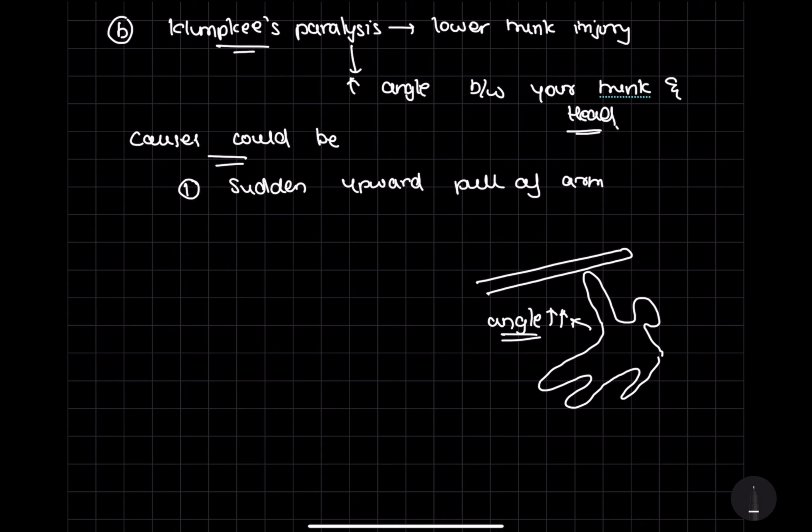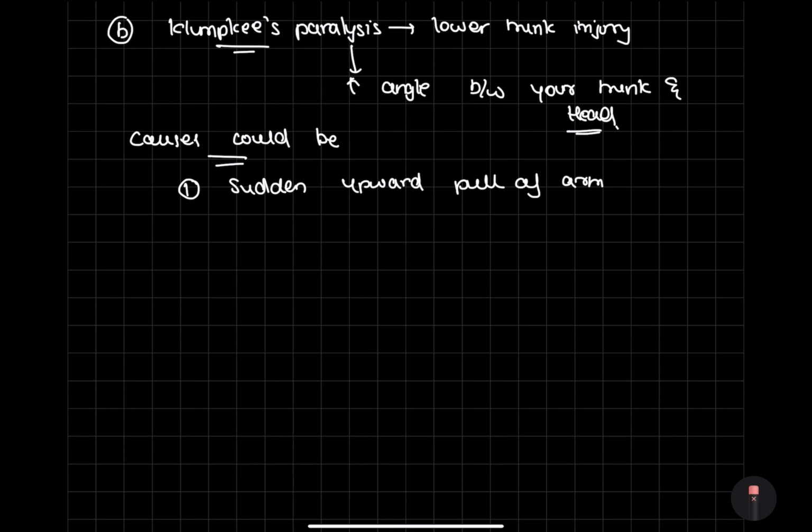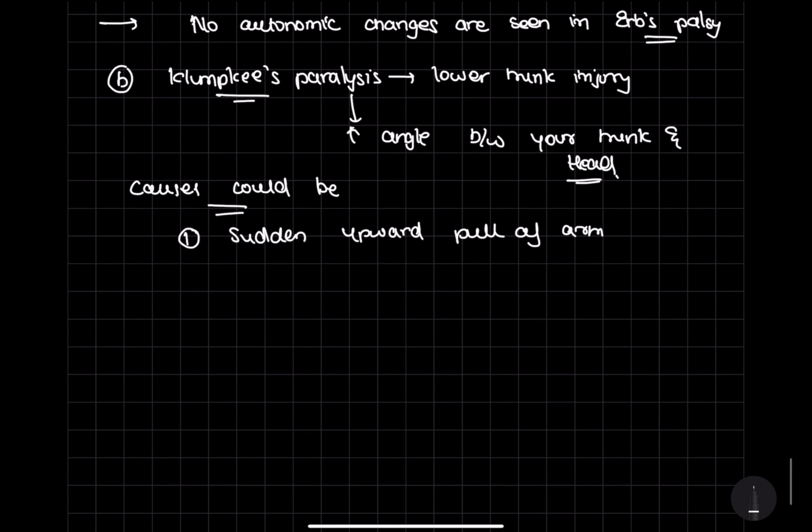Now what happens is, if the kid is 3 or 4 years old, his or her height does not come to the level of his mother. So what the mother would do is snatch the baby by the arm. In that condition also this lower trunk injury could occur. When there is a sudden upward pull of the arm, lower trunk injury or Klumpke's paralysis occurs.